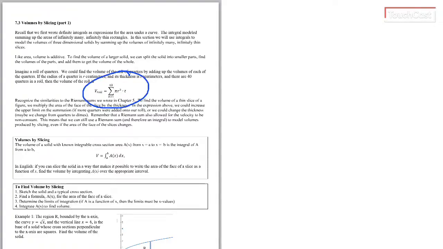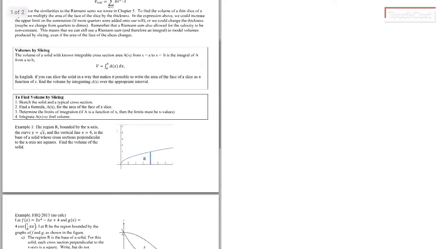In English, so it translated. If you can slice the solid in such a way that it makes it possible to write the area of the face, the area of the head-on view of the slice as a function of x, then you can write an integral for the volume of that solid. So there's 4 steps there. We're going to try them out. Let's see. On this example.